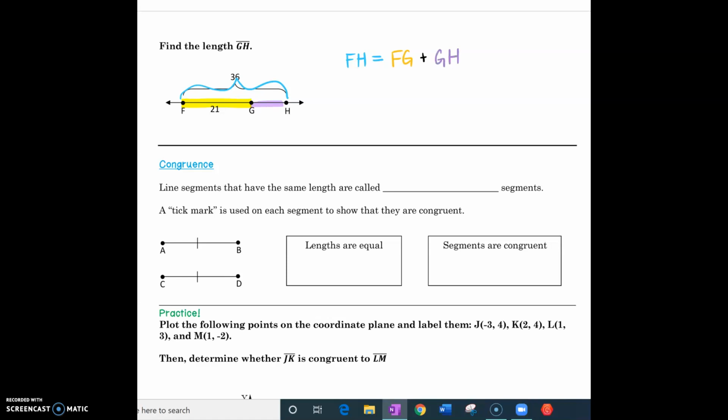So in this case, we were given the length of FH. We know that it's 36. We were given the length of FG, which is 21. And in this case, we're finding the length of GH. So here, instead of just adding, we're actually going to subtract, right? To solve for GH, we're going to subtract 21 from both sides. And we get GH is equal to 15 units. 36 minus 21 is 15 units.